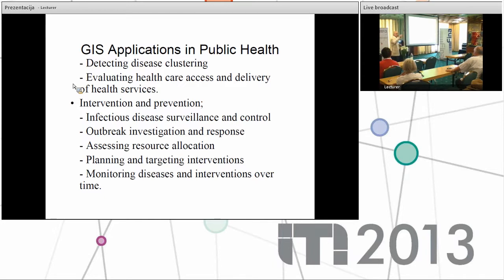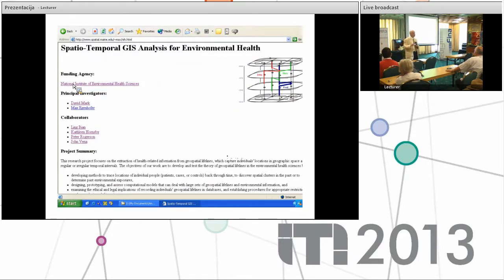A really big thing now, especially in the United States with Obamacare, right, is the access to health care and delivery of health care services. So it can be used for that as well. You can also use the GIS for intervention and prevention. You can do infectious disease surveillance and control, outbreak investigation. You can look at resource allocation, monitoring disease interventions over time. So if you have an intervention in a certain geographic area, you can track over time to see what happens. So really, the use of GIS, Geographic Information Systems, can be very good.